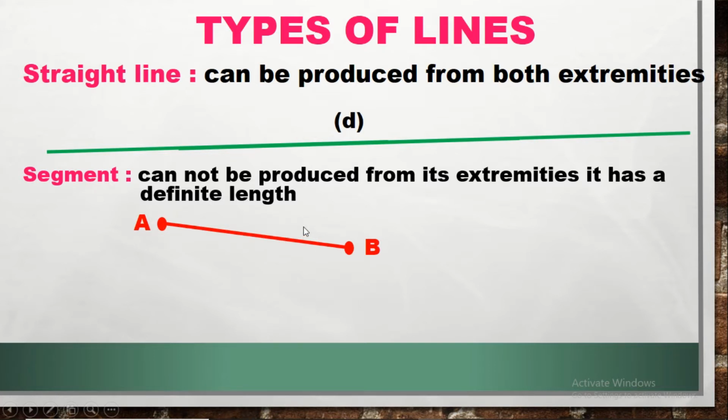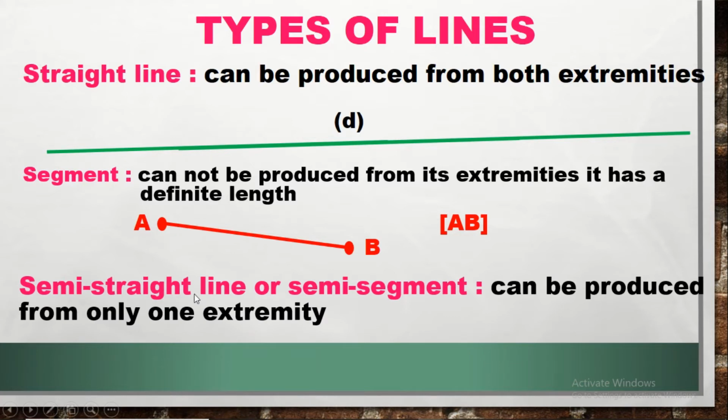How to name a segment? We name it from the start point to the end point. So the name of the segment is A, B. We put it between braces. It's closed from A and closed from B. Since we cannot produce it, we write the name between braces.